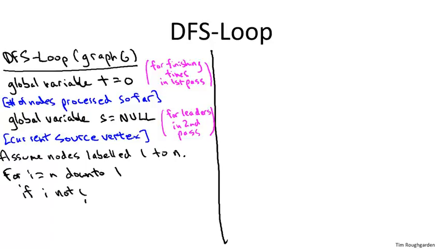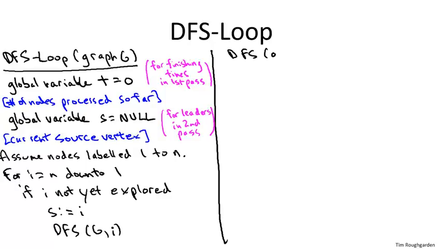Now remember, the global variable s is responsible for keeping track of the most recent node from which depth first search had been initiated. So if i is not explored and we initiate a depth first search from it, we better reset s. And then we do the usual DFS in G, starting from the source node i. For completeness, let me just remind you what the depth first search subroutine looks like. So now we're given a graph and a starting node.